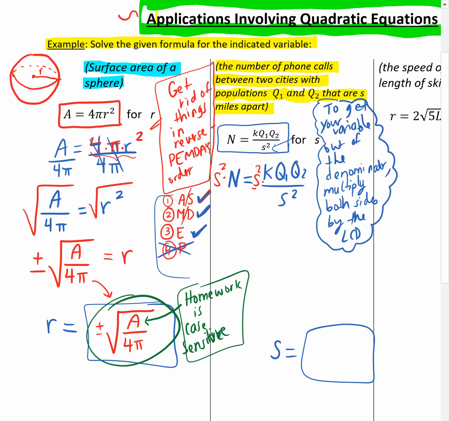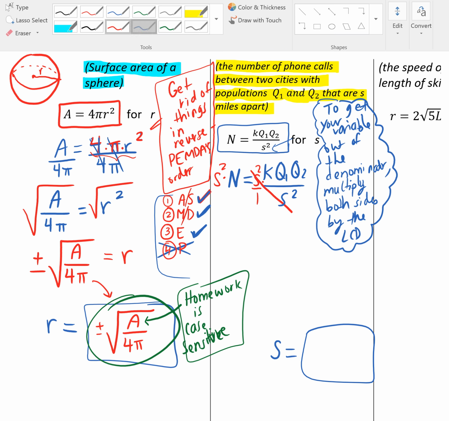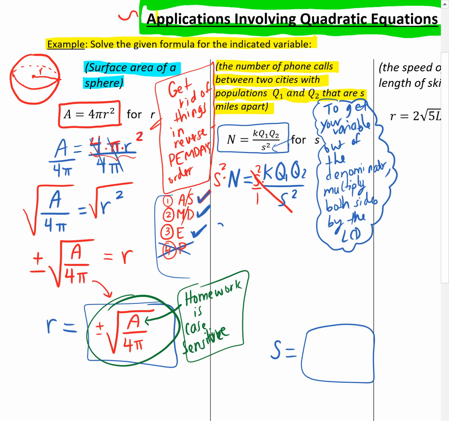So on the right side, if you think of that, s squared is over 1. It's going to cancel with the denominator s squared, which was the whole point. I brought s squared over to the left side instead of the right side, which is good because now it's in the numerator as opposed to the denominator. And on the right side, you're just left with whatever was in the numerator: the k, the q1, and the q2.